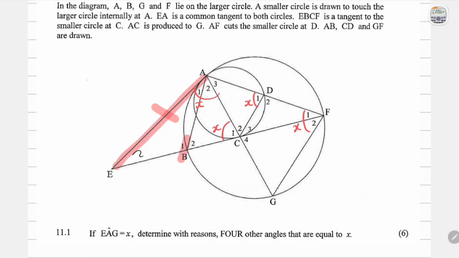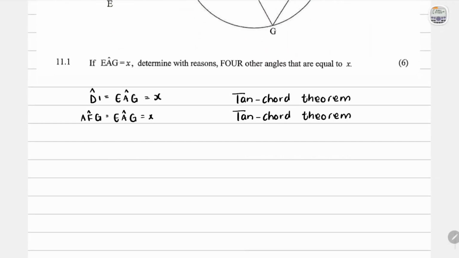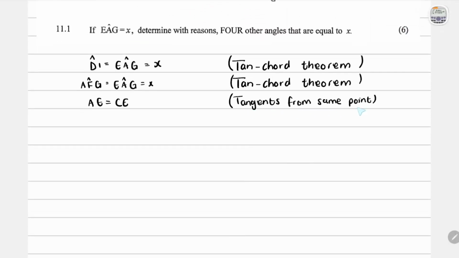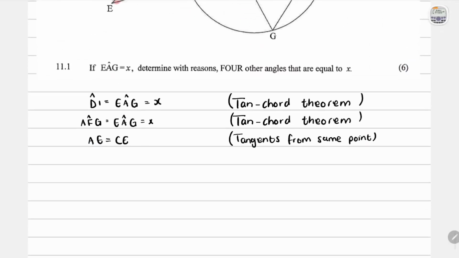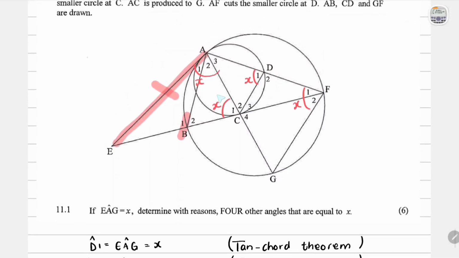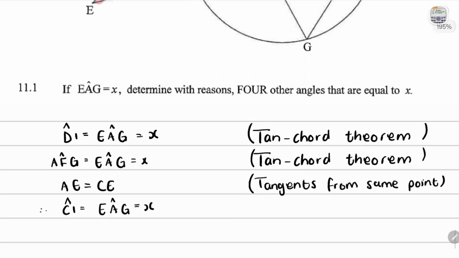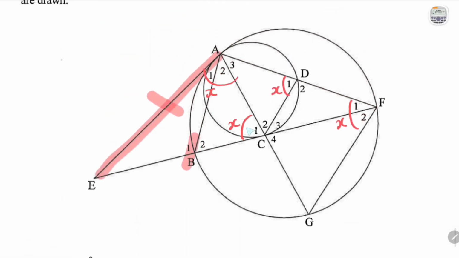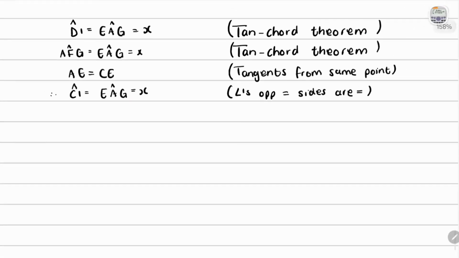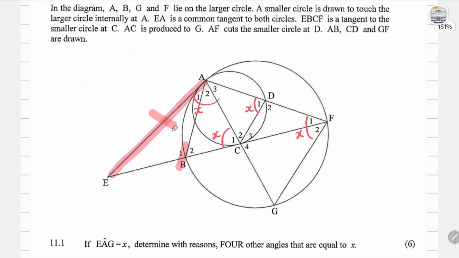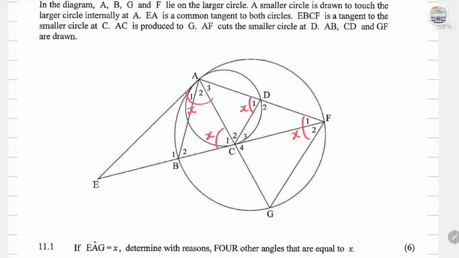So with this one, let's go ahead and state the sides that were equal that made these angles equal. So AE is equal to CE first, and that is because of tangents from the same point. Tangents from the same point are equal, therefore these two angles are equal. Angle C1 is equal to angle EAG as well, which is also equal to X. And the reason for that would be angles opposite equal sides are equal. Okay, so that is the third one that is equal. And then we need one more.